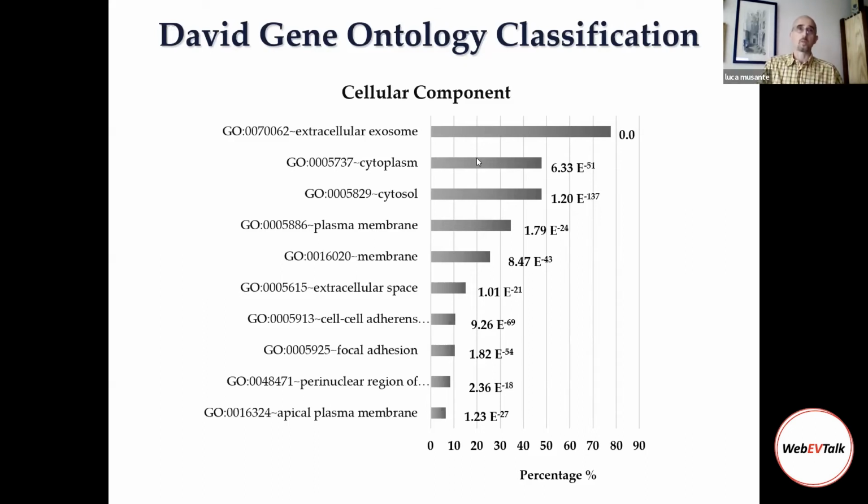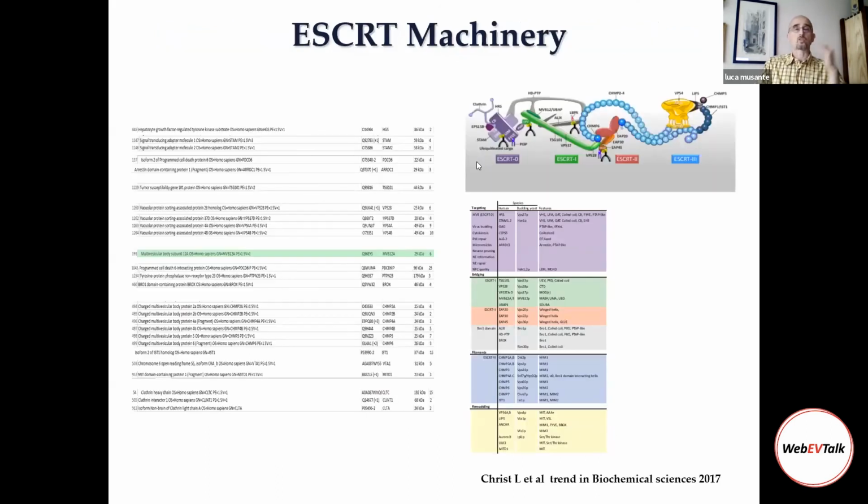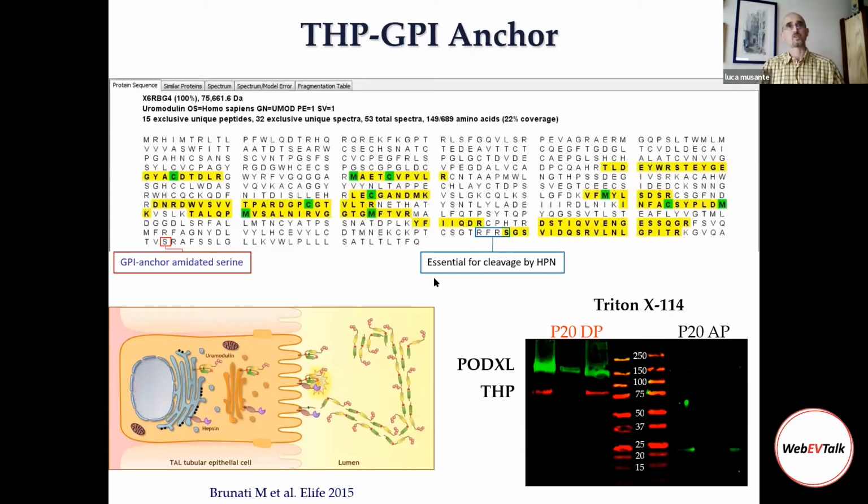or uromodulin. So exosome is on the top of the list, and I apologize, you can't read this table very well, but it's just to show that in our list of proteins, we found nearly all the proteins forming the ESCRT machinery. Just a few were missing with respect to published data. Of course, we found THP as a GPI anchor protein. And here I highlight in yellow all the unique peptides coming from the analysis.